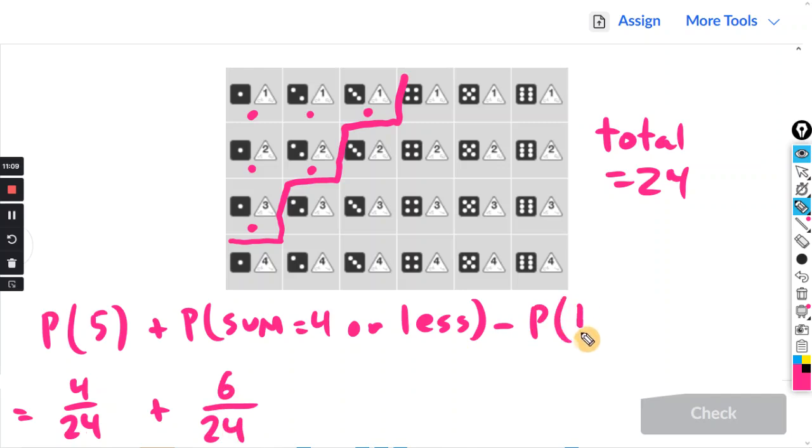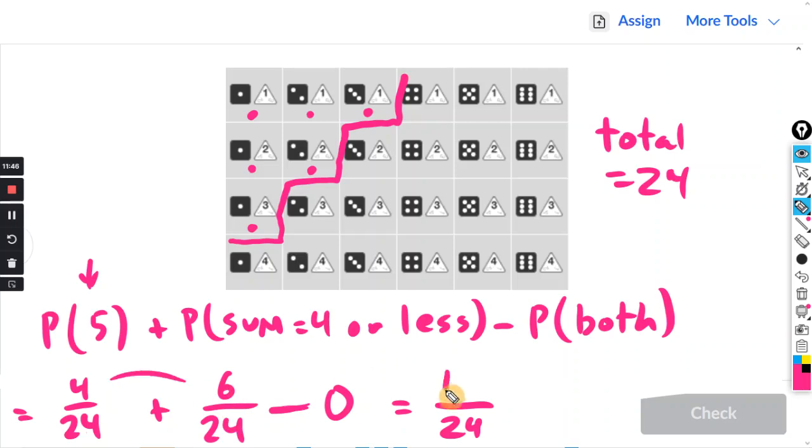Minus the probability of both. Okay, so which one has a die of 5 or the sum is 4 or less? Where we roll the 5, the sum cannot be 4 or less. All right, see, these are the only ones where the sum is 4 or less. This is where we roll the 5. So the probability of both is 0. All right, there is no both. There is no place where we rolled the 5 and then got 4 or less. That's impossible. The common denominator is 24.